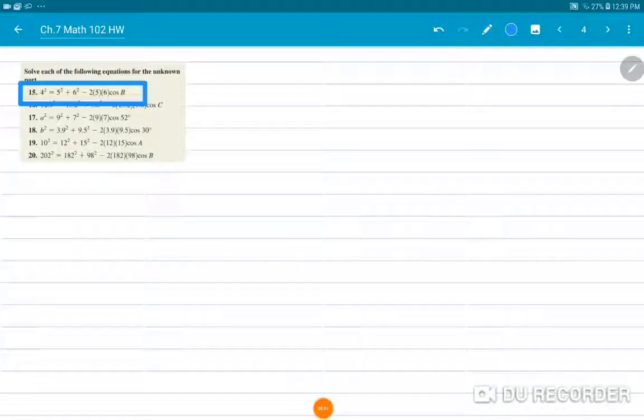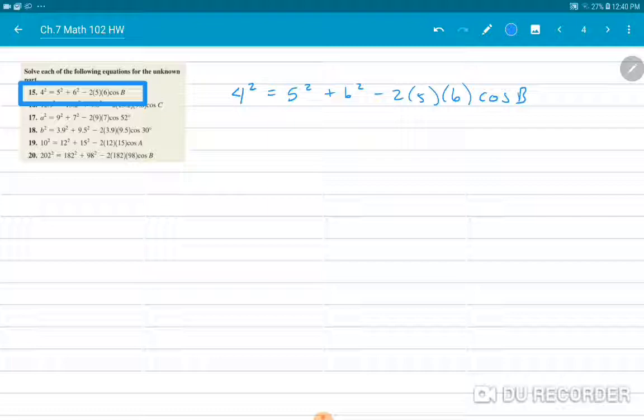On number 15, we're going to solve this equation for the unknown. So we have, I'm just going to write it again. 4 squared equals 5 squared plus 6 squared minus 2 times 5 times 6 times cosine of b. So that's the rule of cosines for an angle b.